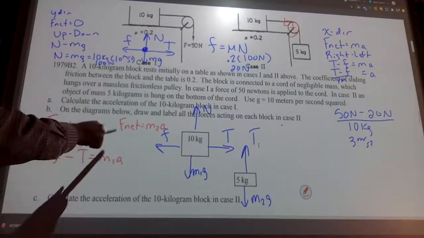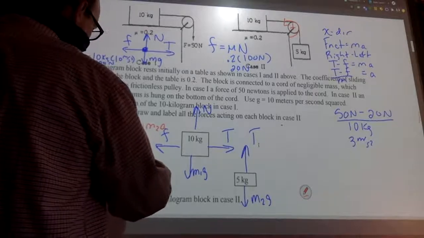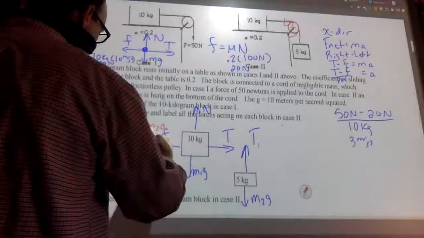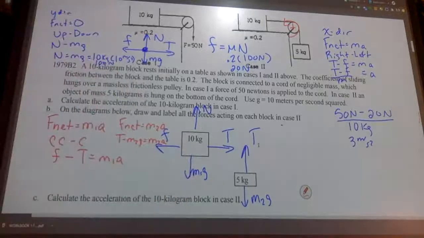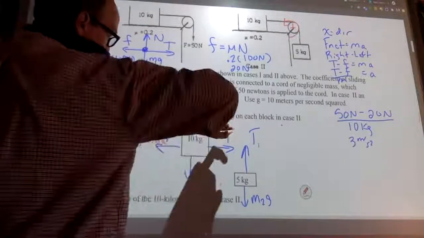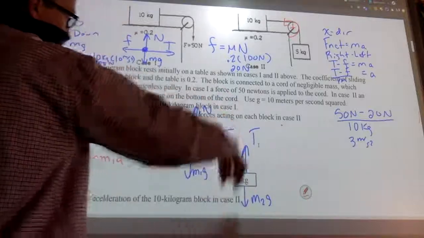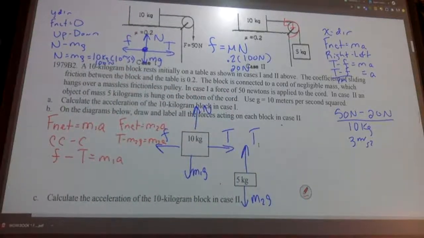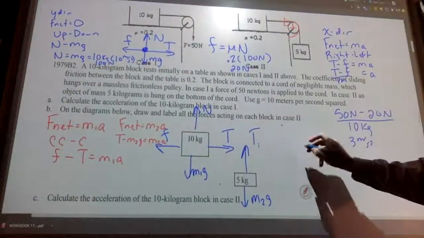And so now I'm going to have t minus m2g equals m2a, because this T would turn the pulley counterclockwise. This M2G would turn it clockwise, so that's going to be negative. What am I going to do? I'm going to add these two together.